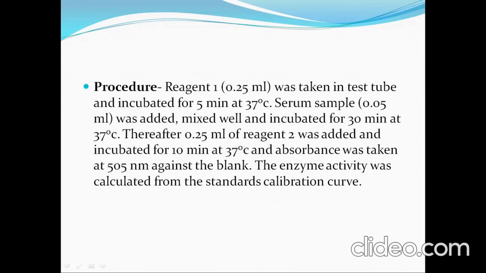The procedure: reagent needs to be taken, 0.25 ml in a test tube, incubated for 5 minutes at 37 degrees. Serum sample needs to be taken, that is 0.05 ml, which is added, mixed well and incubated for 30 minutes at 37 degrees Celsius. Then 0.25 ml of reagent 2 was added and incubated for 10 minutes at room temperature. Then absorbance was taken against the blank. The enzyme activity was calculated from the standard calibration curve.